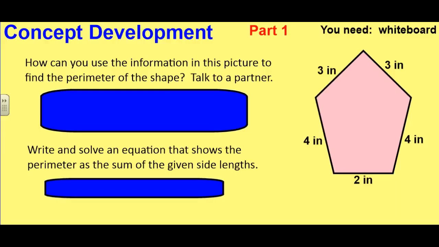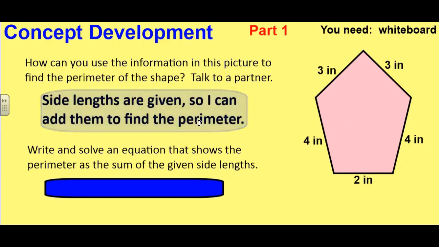It says talk to a partner, but you don't have a partner to talk to. So based on what we did on the lesson before this, and finding the perimeter, we know that perimeter goes around, and we had to add up all of the sides to find the perimeter. Then how can we find the perimeter of this shape? By what it's giving us. So the side lengths we know, so all we had to do was look at all of the side lengths to find the perimeter, because all we have to do is add up all of the side lengths.